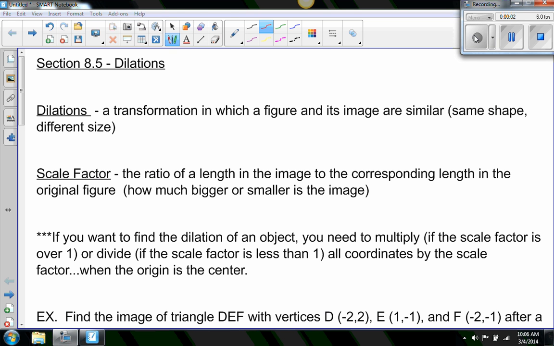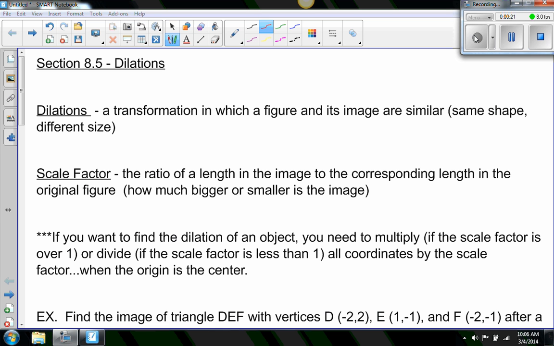Hello, 8th graders. Your video is covering section 8.5, which is on dilations. And so a dilation is another type of transformation. When you dilate something, you think of your eyes and how your pupil dilates. It gets bigger and it gets smaller, right?